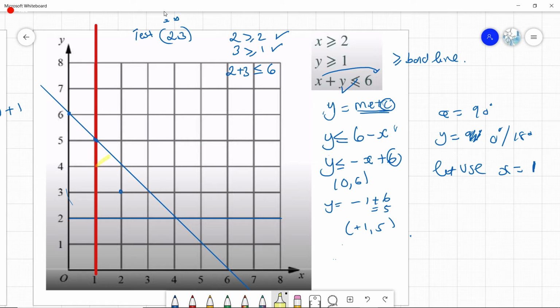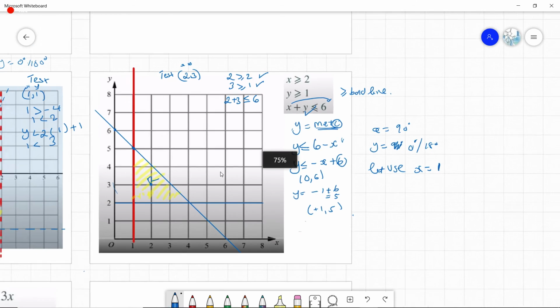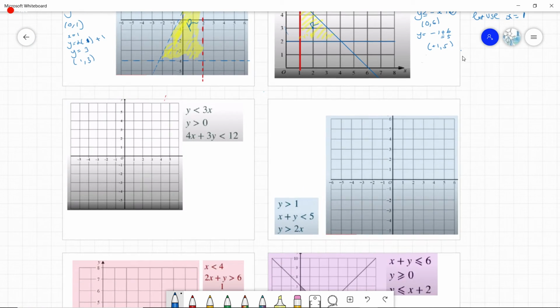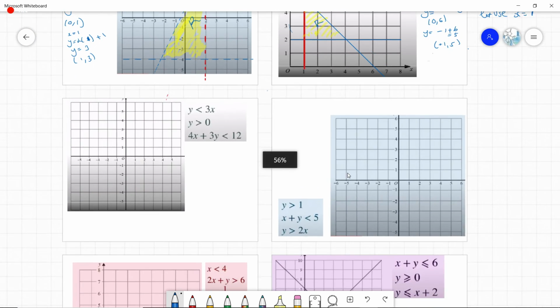So our region definitely is going to be here. So that's our region, and we'll label that R. And that's region R. So again, it's very, very similar procedures. It did not take that long to do. So now let's look at a different question where we require more work.